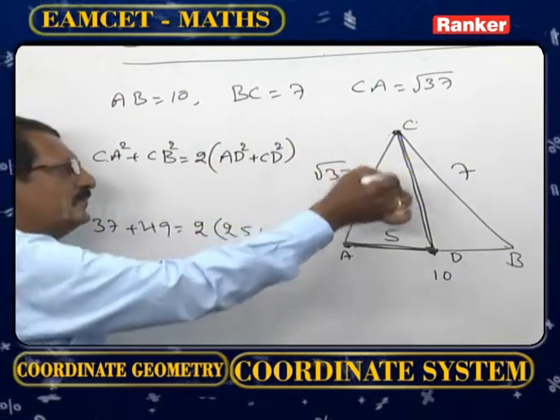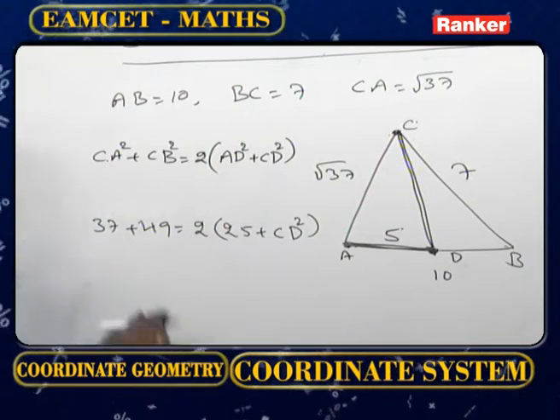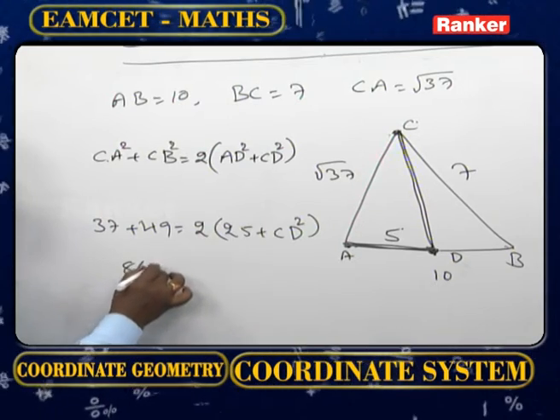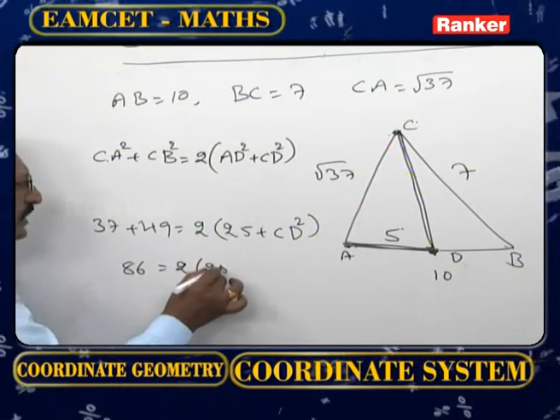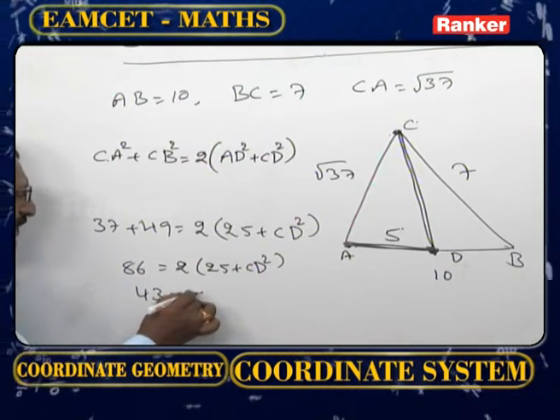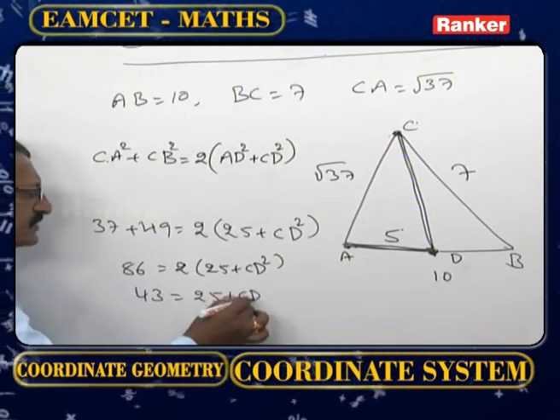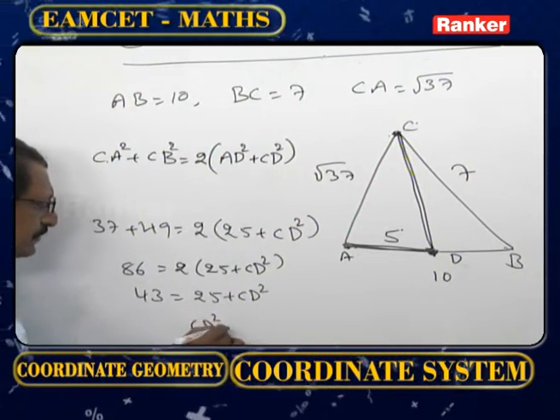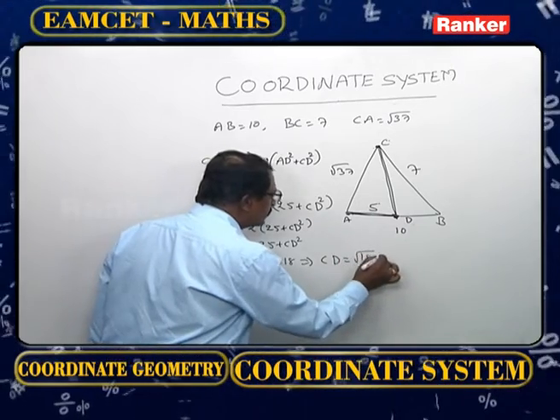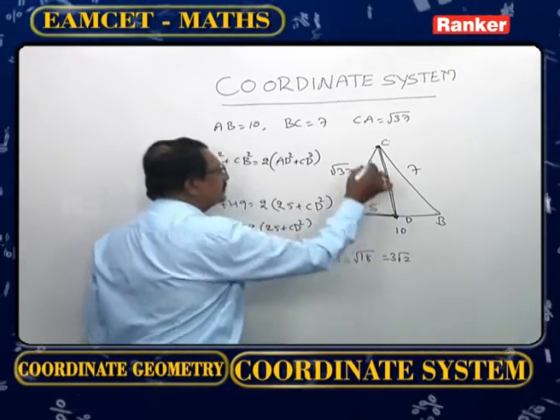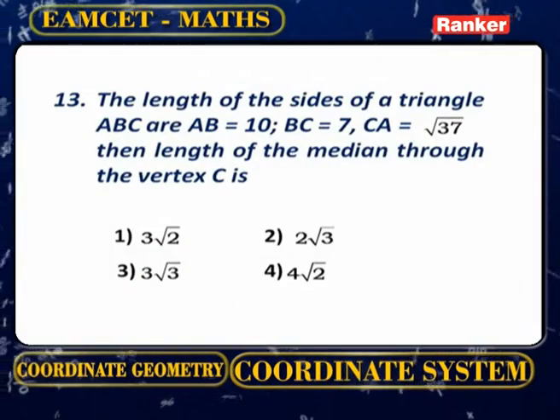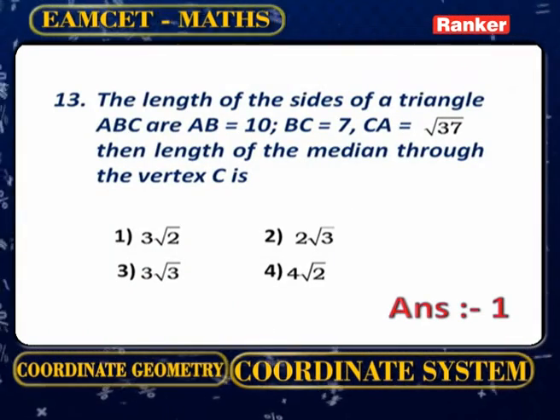Now we require the value of CD. 37 plus 49 is 86, which equals 2 into (25 plus CD squared). So 43 equals 25 plus CD squared. Therefore CD squared equals 18, which implies CD equals root 18, which equals 3 root 2. Then the length of the median CD equals 3 root 2. The first option is the answer.